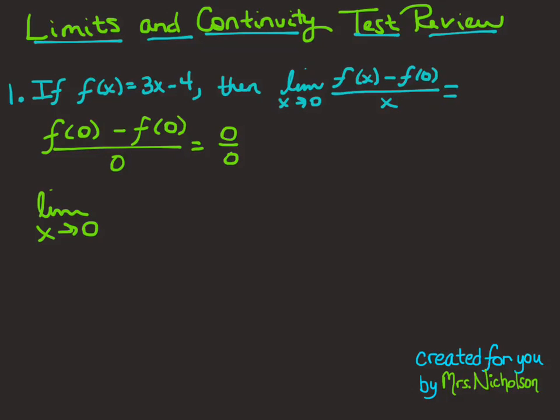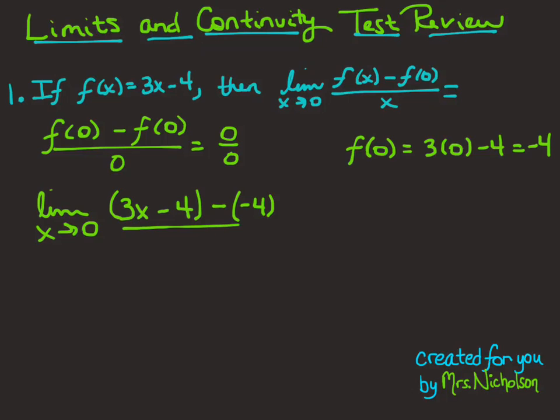The limit as x approaches 0. But instead of writing f of x again, I'm going to substitute in what f of x is. F of x is equal to 3x minus 4. So I'm going to sub in 3x minus 4. And then we have minus f of 0. Let me just do this off to the side. F of 0 would be equal to 3 times 0 minus 4, which is negative 4. So I'll plug in negative 4 for f of 0. And then this is still over x.